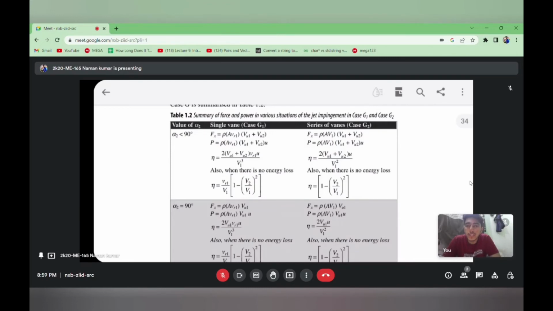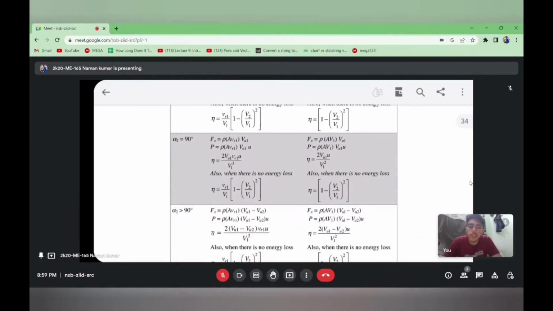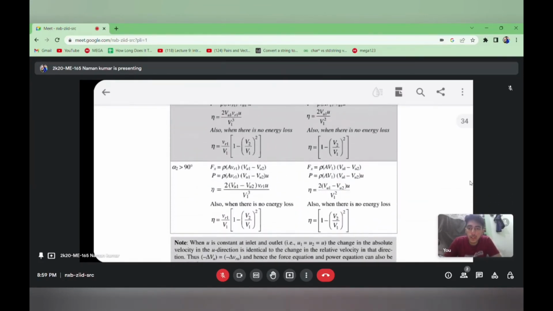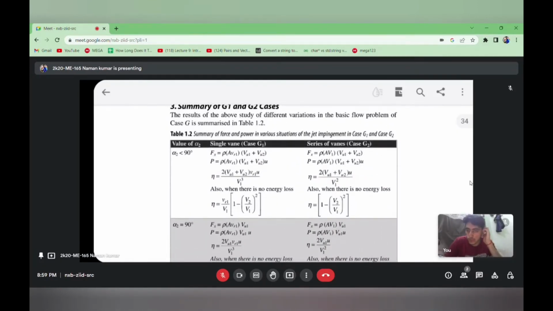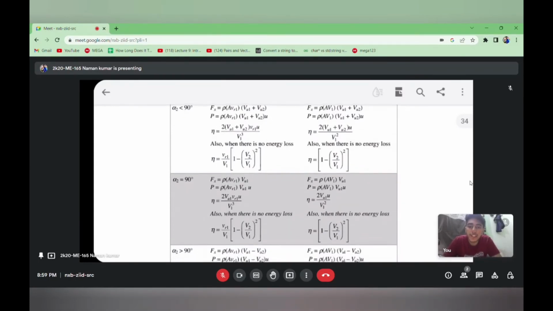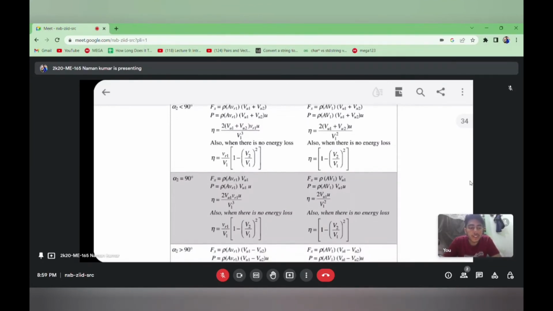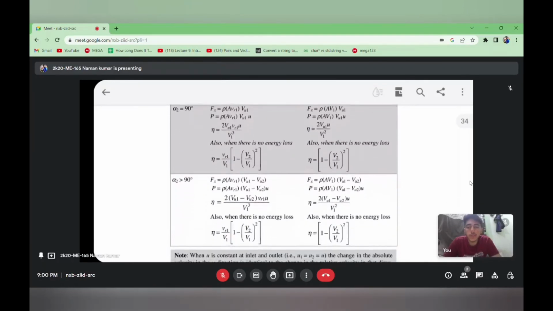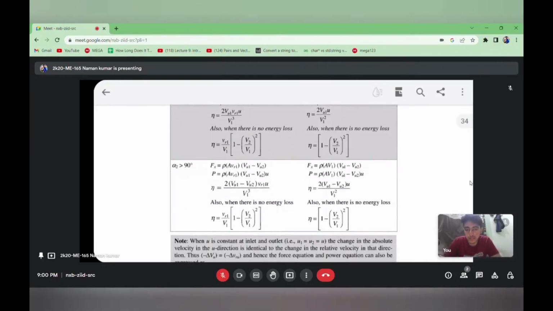The power comes out to be, in case of G1, rho A VR1 multiplied by (VU1 plus VU2) multiplied by U. And in case of power of G2, here we can easily understand that we just take the total discharge, and therefore the formulas come out to be different. So as I told before, if alpha 2 is less than 90, we use the positive sign. If alpha 2 is equal to 90, our VU2 component vanishes. It becomes 0. If alpha 2 is greater than 90, then we use the negative sign.